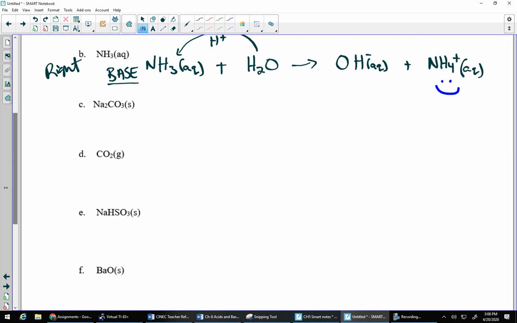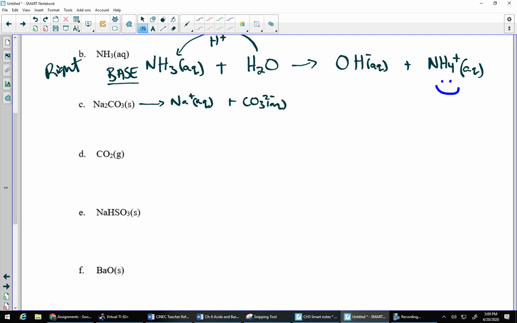Okay, so Na2CO3. Hey, that sounds like one of those weird ones where we've got a non-metallic oxide, or at least something like that. So my very, very first step is I'm actually going to take this compound and I'm going to dissociate it. So it's going to dissociate into Na plus, technically 2 Na pluses, and CO3 2 negative.